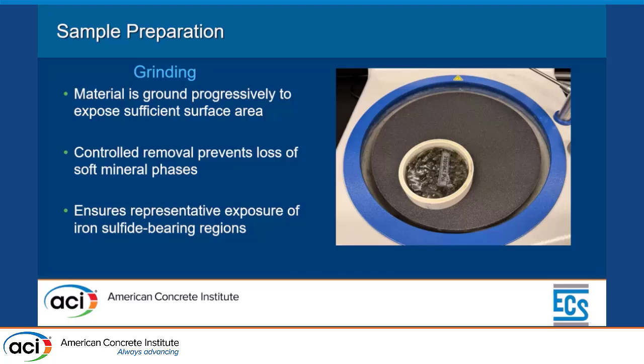Obviously, for the coarse aggregate, depending on the size, we can have 50, or we can have 5 if it's really big. But anyway, we want to cross section everything that we have mounted in there so that we can see inside of the aggregate grains.